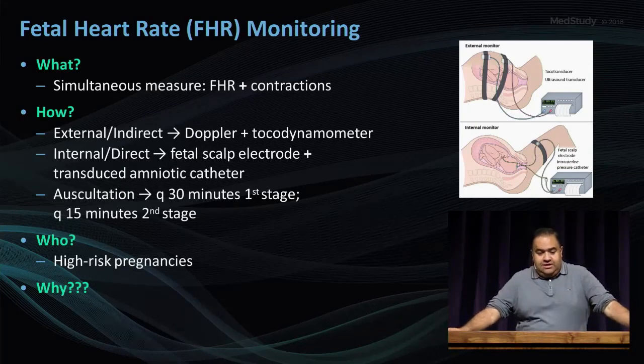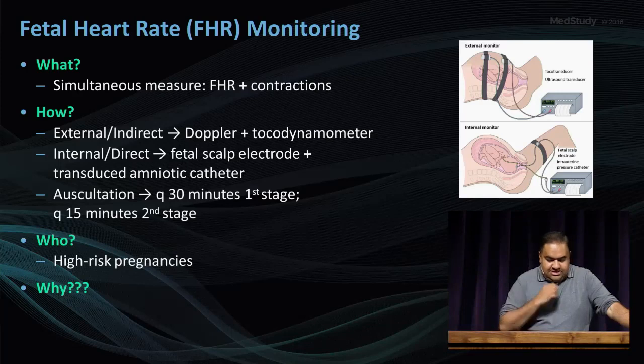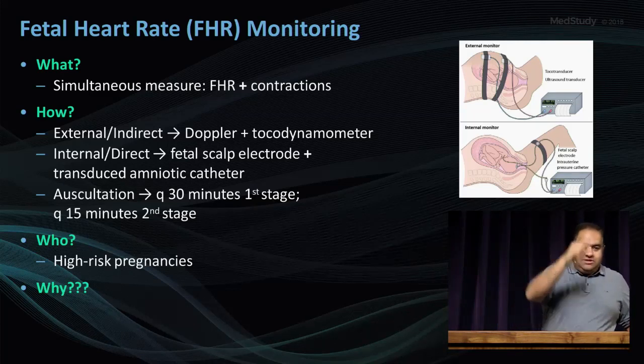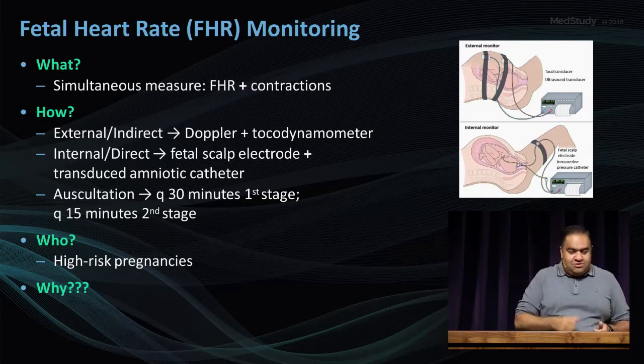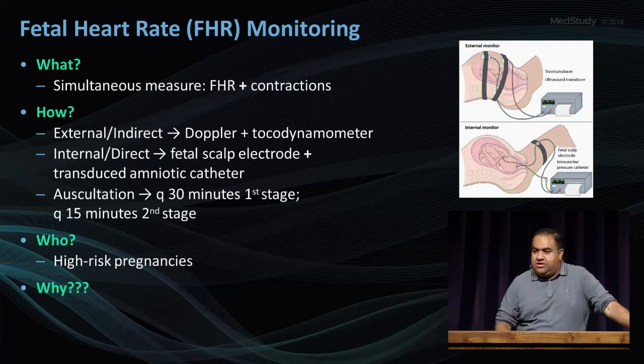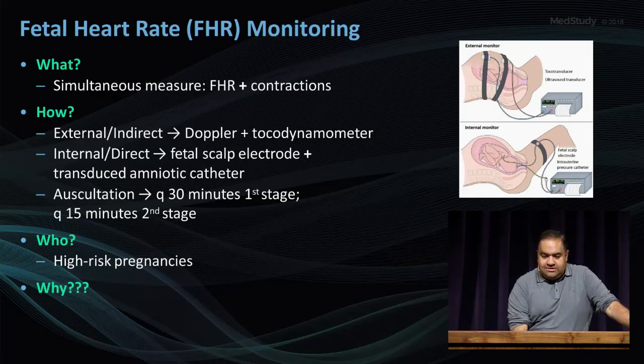Fetal heart rate monitoring. This is a simultaneous measure of fetal heart rate and contractions. We want to see good beat-to-beat or saltatory variability in the baby. It's usually measured externally or internally. Remember, if they put the internal probe on, they usually corkscrew it into the scalp. Be very careful when you take it out. You don't want to rip that off the scalp, you've got to unscrew it. Internal direct fetal scalp electrode with a transduced amniotic catheter, and you get auscultation. And so you want to put fetal heart rate monitoring in a lot of their high-risk pregnancies.